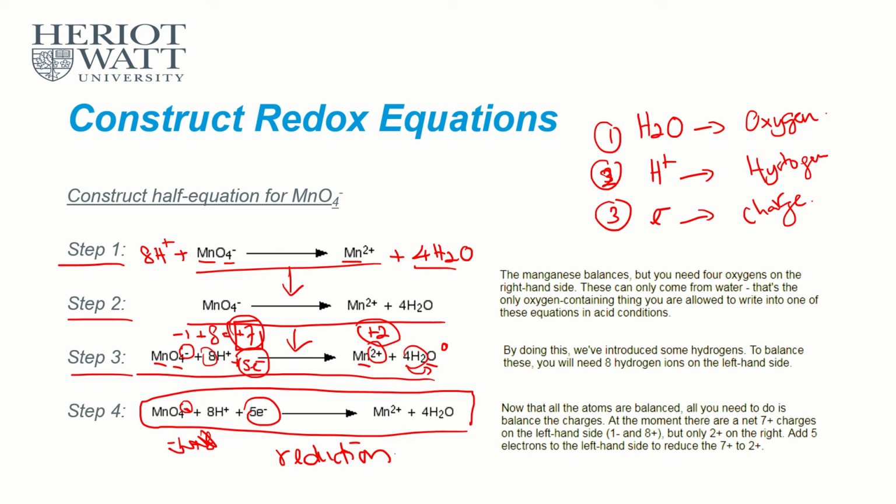What about under alkaline conditions? Under alkaline condition, the H plus will turn into OH minus. That's it. The same thing will happen: as long as you have balanced elements, balanced compounds, and balanced charge, then you can get a proper half equation.